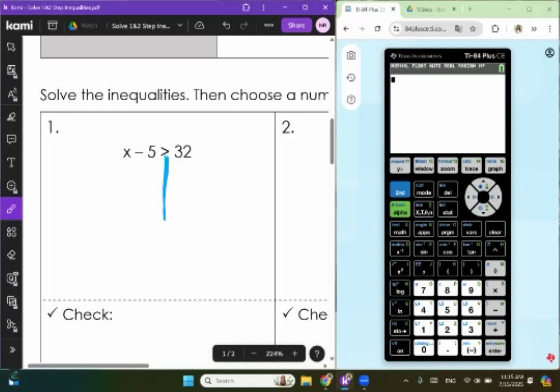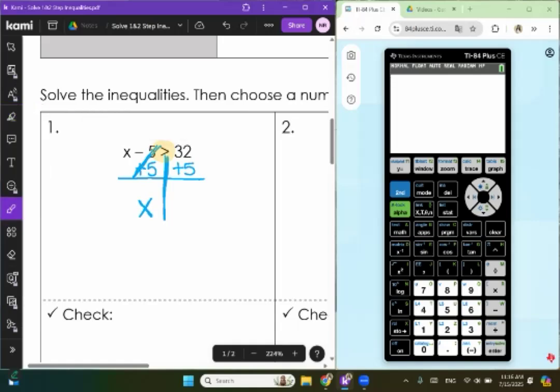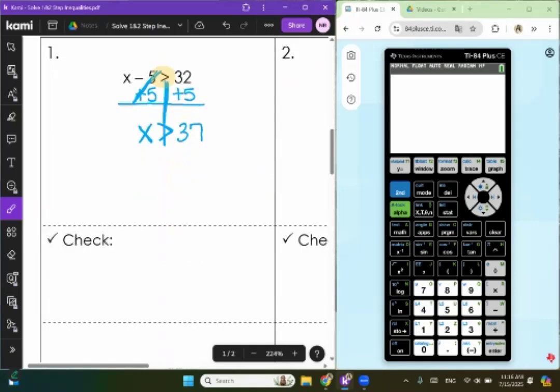Find your variable. My variable is on the left, so we want to move everything to the right. In this case, we're going to move that -5 to the right. It is connected with the minus sign, so the opposite of minus would be +5. Complete it, clean it up. So we get x. This time, instead of bringing down an equal sign, remember, we're using inequalities. We did not multiply, we did not divide, so we kept the symbol. X is greater than 37. That's how you would read it: x is greater than 37.